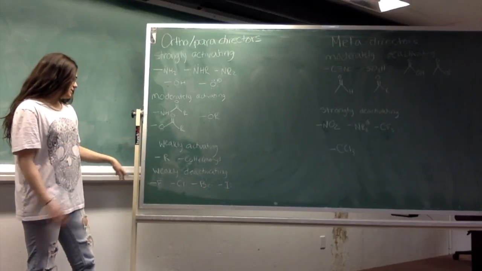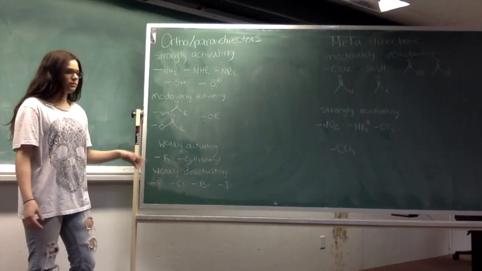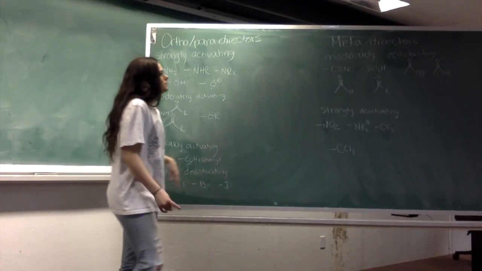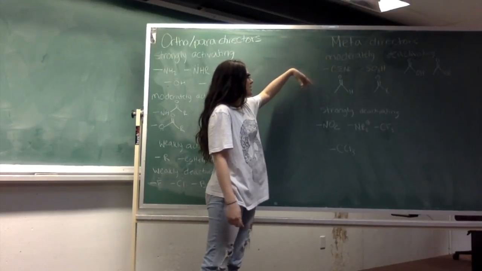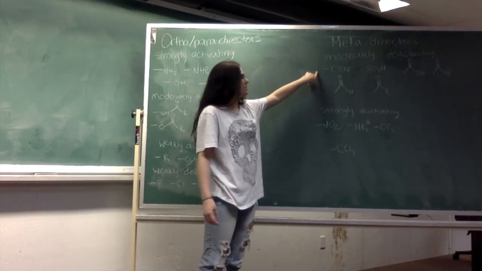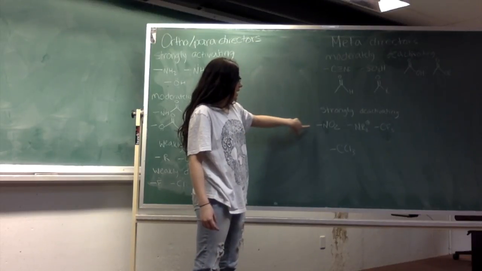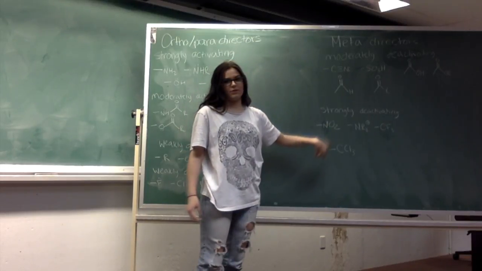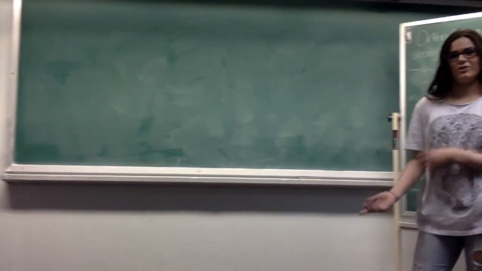And then weakly deactivating groups are the halogens, so fluorine, chlorine, bromine. Meta directors, we have moderately deactivating groups, so an example is a cyanide substituent. And strongly deactivating groups, we have NO2 or CF3. So now we're going to do some examples using this chart and everything you've just learned about naming.